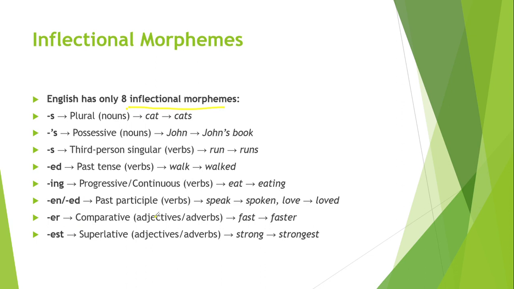er is used for comparative adjectives or adverbs: fast, faster, okay, strong, stronger, healthy, healthier. And est is added for superlative adjectives or adverbs. So you can say strong, strongest, fast, fastest.